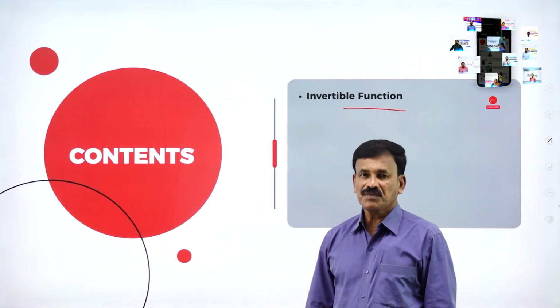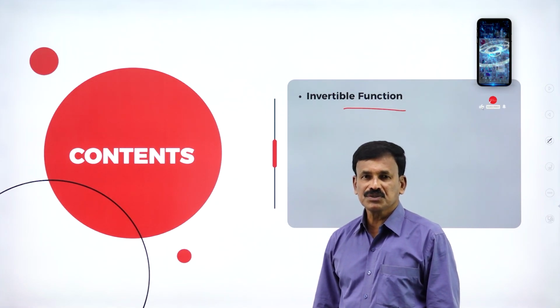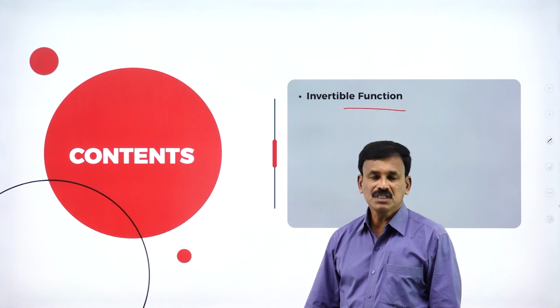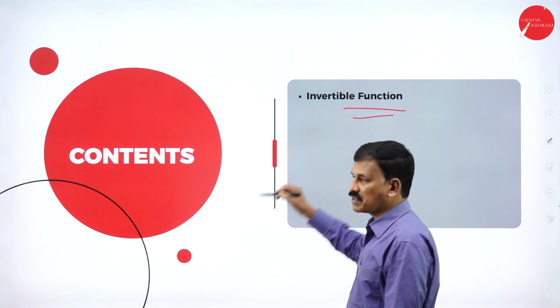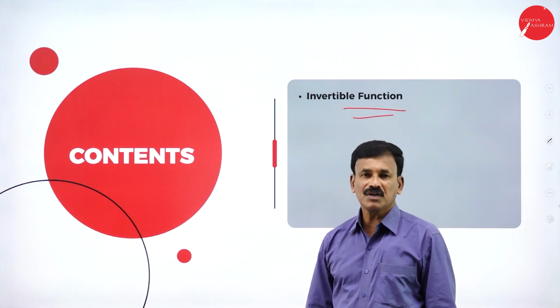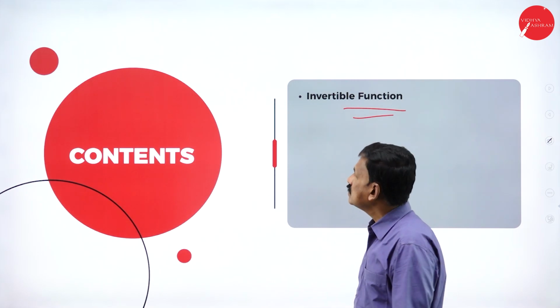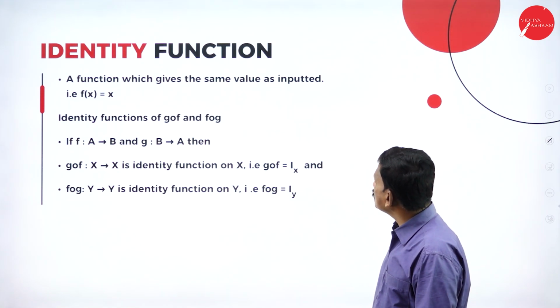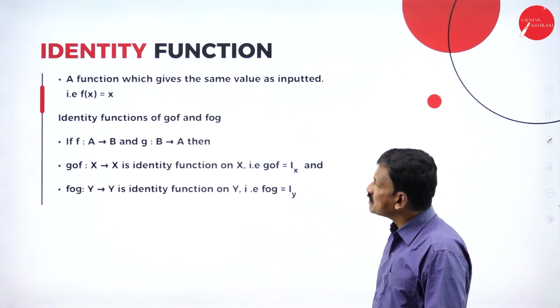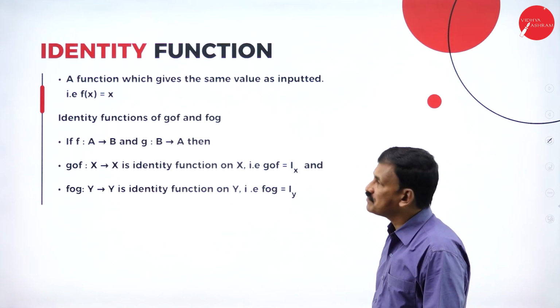So a function which is both 1-1 and onto is said to be a bijective function. If a function is bijective, then it is called an invertible function. For an invertible function, it must be a 1-1 and onto function. Now let us discuss a function which gives the same value as inputted, that is f(x) = x, called an identity function.